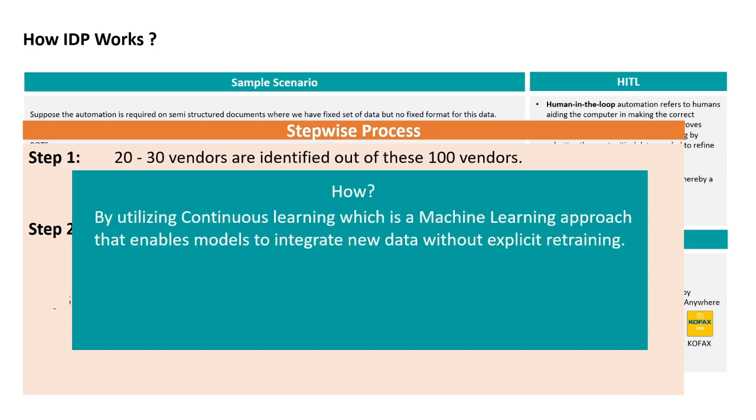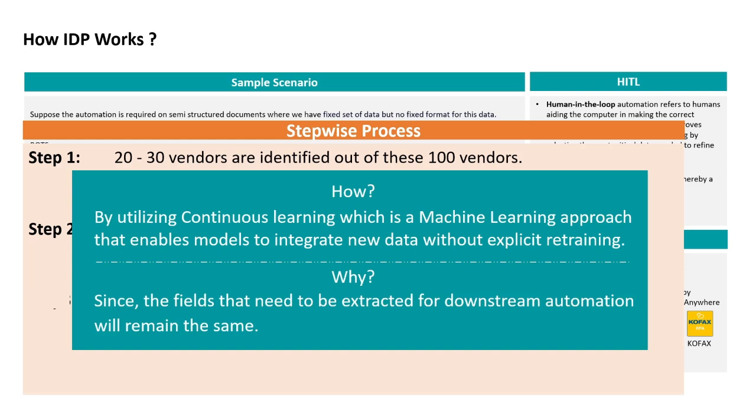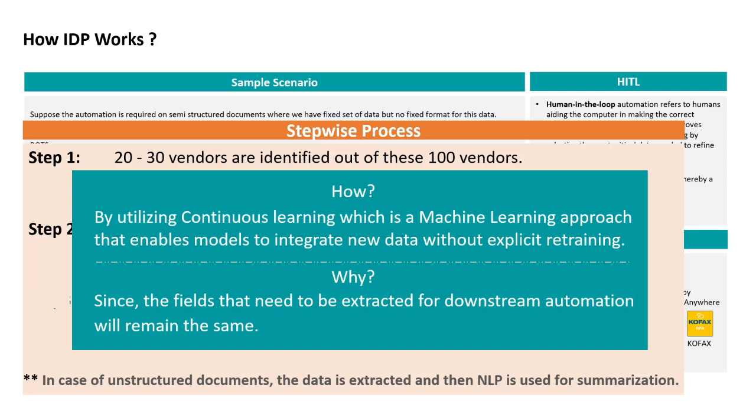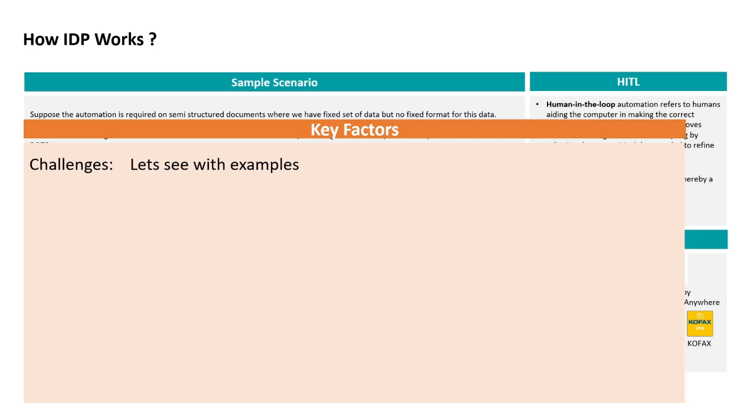How? By utilizing continuous learning, a machine learning approach which enables the model to integrate new data without explicit retraining. So here we will be using machine learning algorithms to train the bots. Why are we doing this? Because the fields that need to be extracted will remain the same. In the case of unstructured documents, the data is extracted and then we use natural language processing algorithms for its summarization. But here we have semi-structured documents.